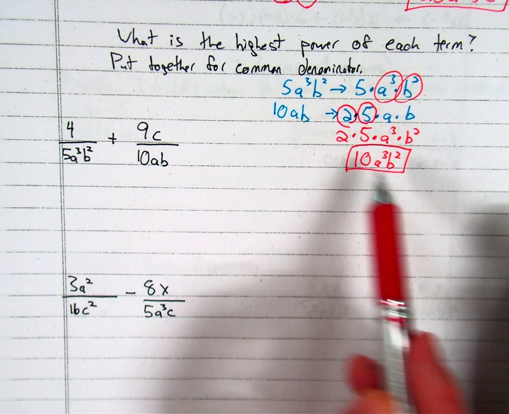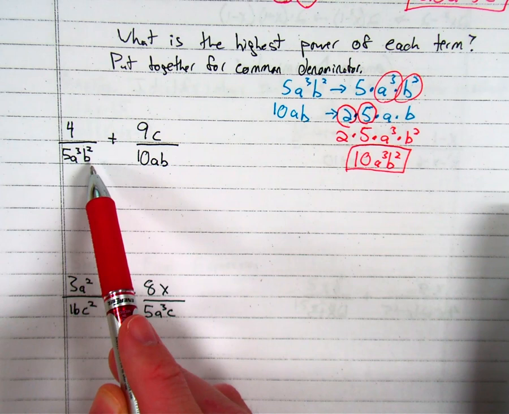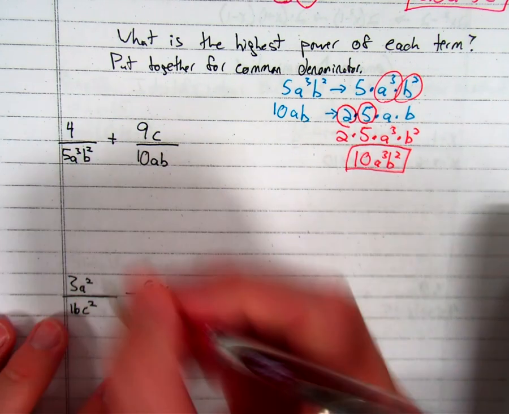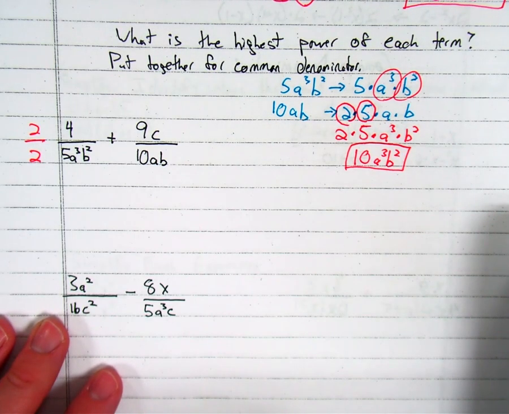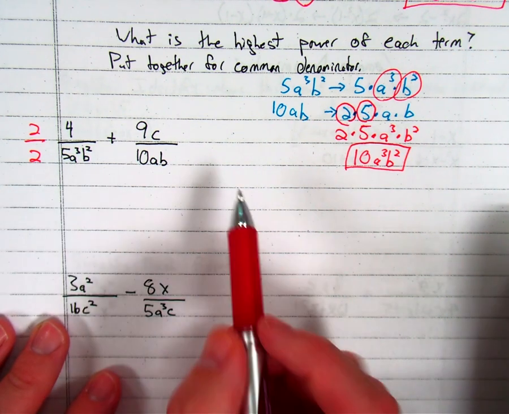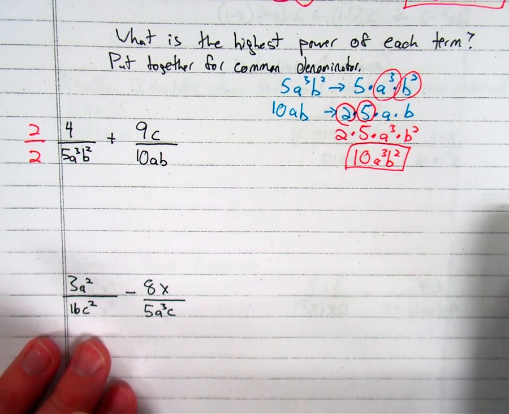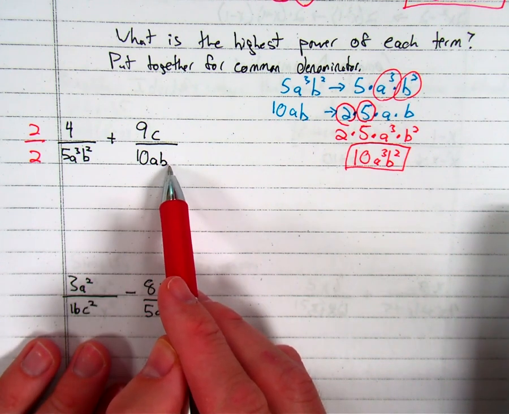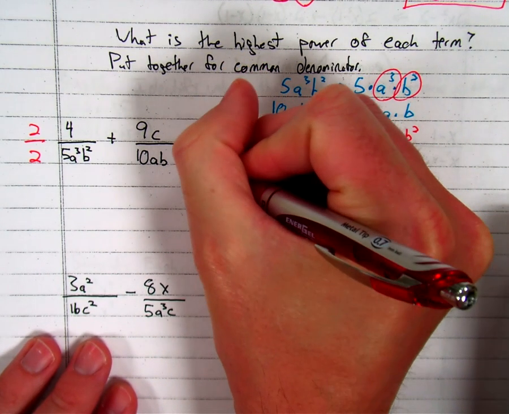So let's bring this over here and use it. This one has 5, A to the third, B to the second. We want 10, A to the third, B to the second. So we need to multiply the top and the bottom by 2. That will give us 10, A to the third, B to the second. This one has 10, but it only has AB, not A to the third, B to the second. So we need 2 more powers of A and 1 more power of B. So we need A squared B, top and bottom on this one.